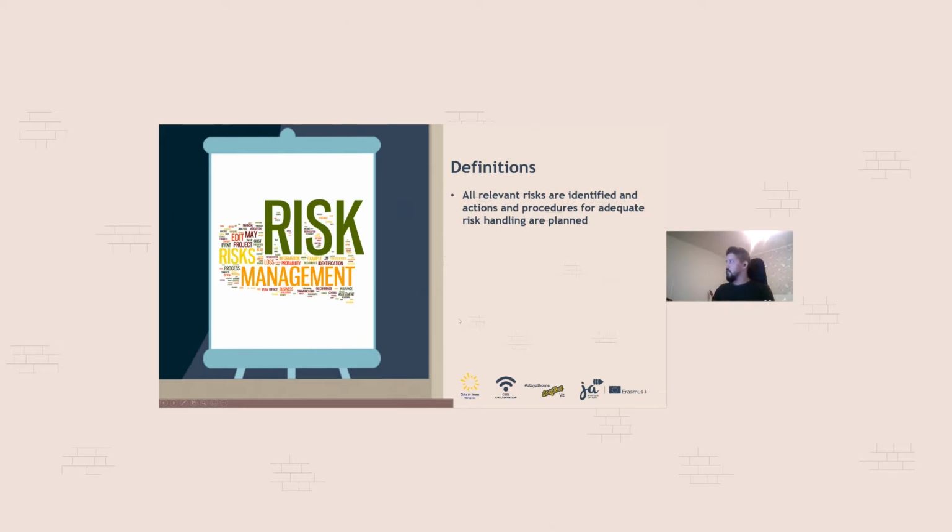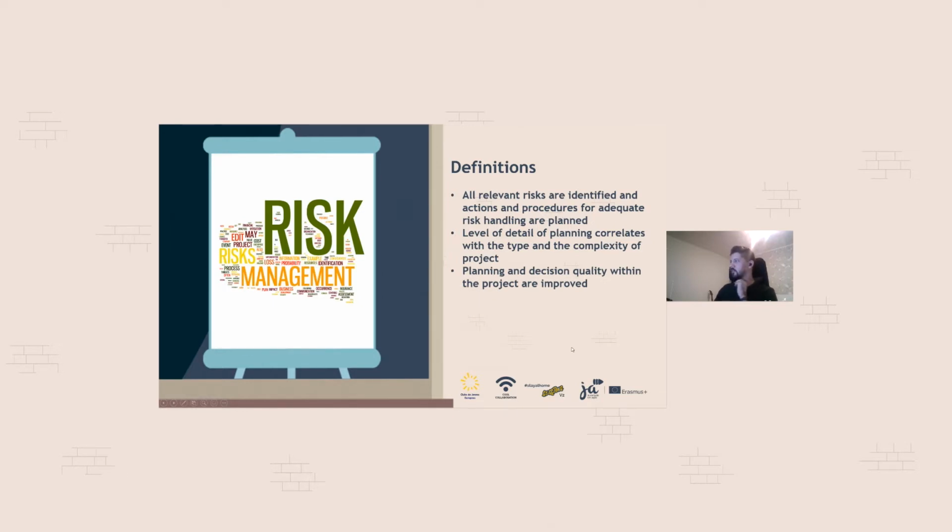All relevant risks are identified and actions and procedures for adequate risk handling are planned. The level of detail of planning correlates with the type and complexity of the project. Of course, if it's an easy project without a big budget or tight time boundaries, you don't need total, proper risk management if it doesn't have a big impact, financial or time-wise. You don't need it as detailed as for the other ones.